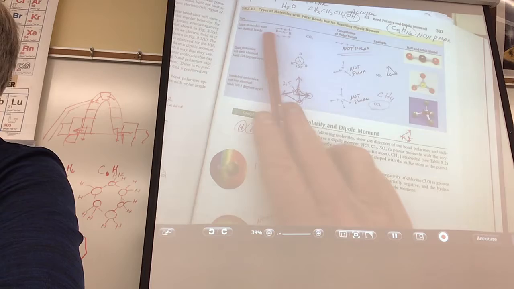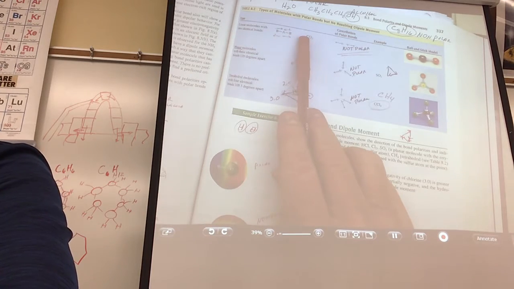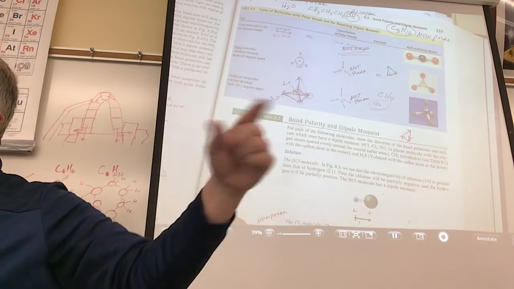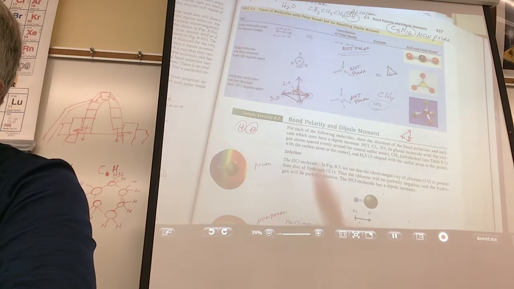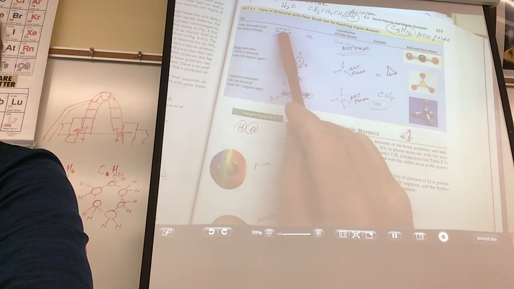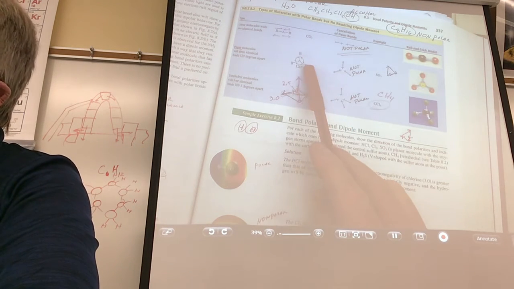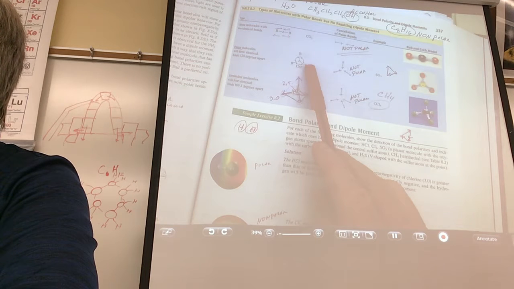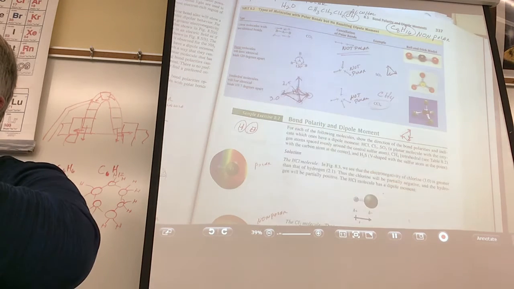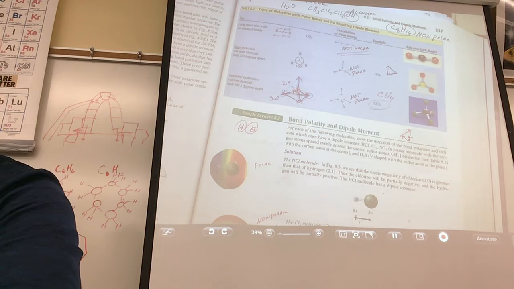Whether they're going this way or this way, they're going to cancel each other out, aren't they? Either two of them going that way or two of them going the other, they're going to cancel each other out. I'd expect this to be non-polar. What if you were planar, but there were three things there? Planar means flat. What would you expect there?